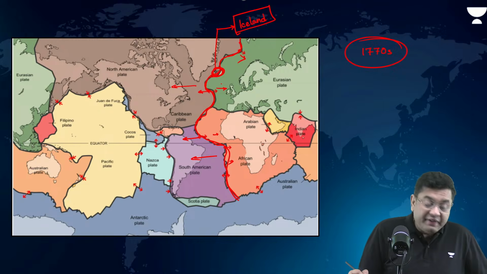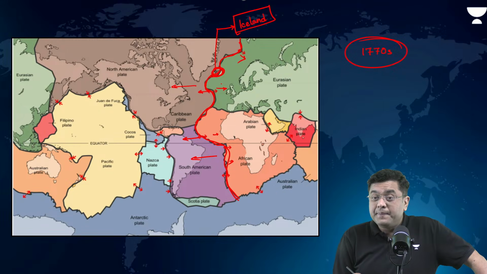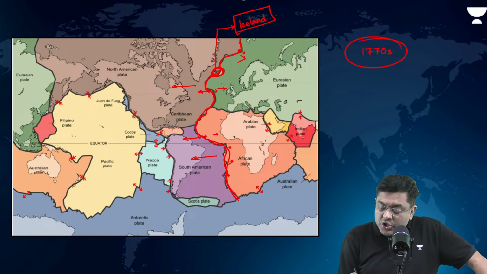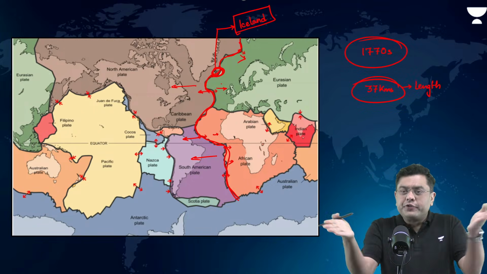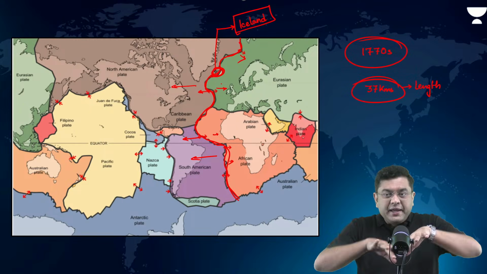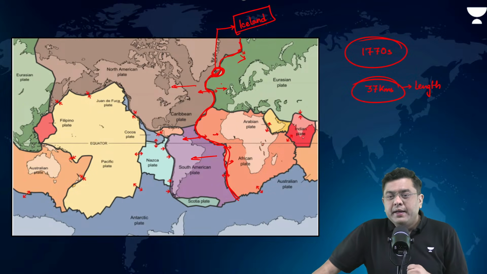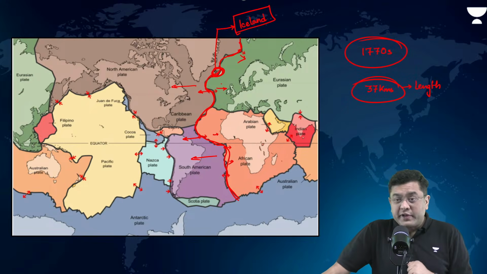In the 1770s, what actually happened in the region of Iceland? You had a large crack, almost 37 kilometers in length, which opened up across Iceland. And you had molten materials which started coming up and spread over. Thousands of cubic kilometers of molten lava spread over that region of Iceland.